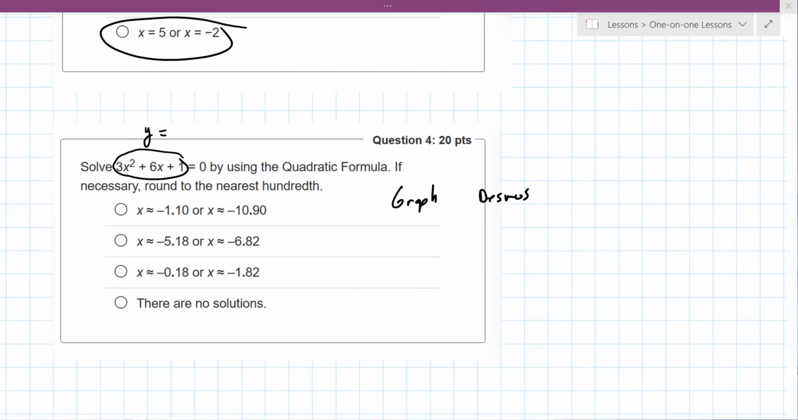All right. I got my two answers. Okay. Negative 1.816 and negative 0.184. So these are all rounded to 2 decimal places. Which one is correct? Letter D. Good.